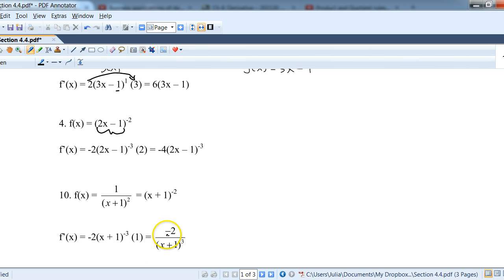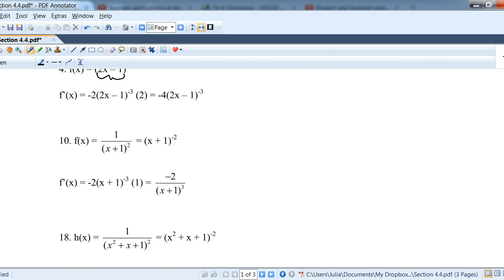And now we would put it back in the denominator because the original function was in fraction form. So negative 2 stays on the top, and x plus 1 to the third power goes in the denominator and becomes a positive exponent. So that's how we do it. So normally chain rule is fairly straightforward once you get the idea of inside and outside functions.